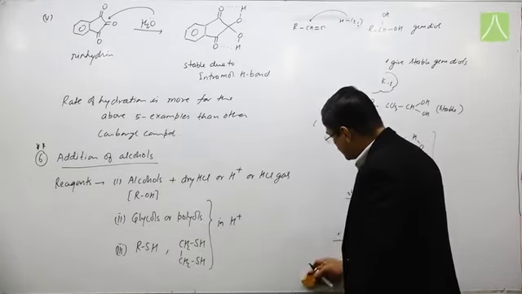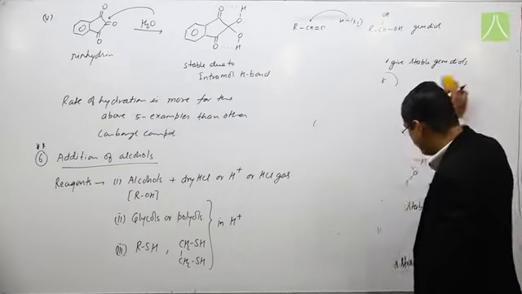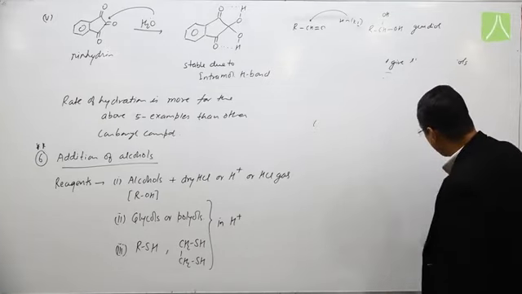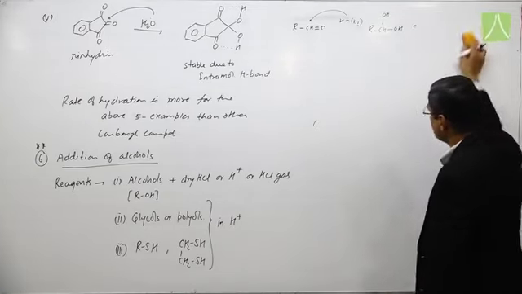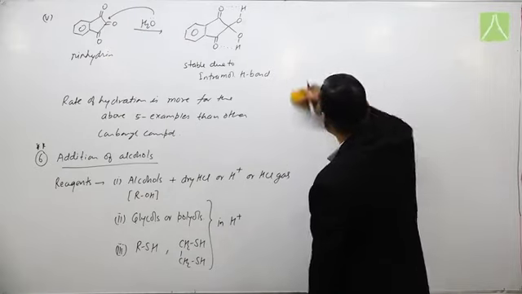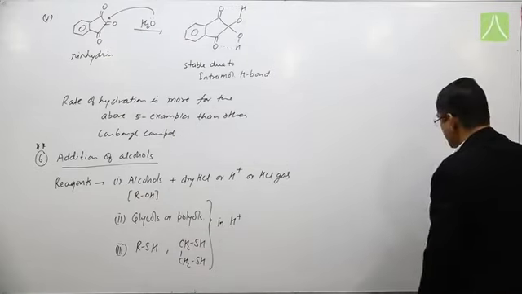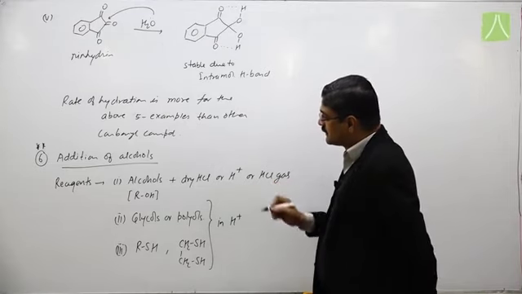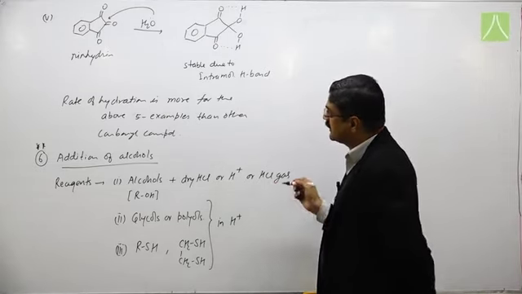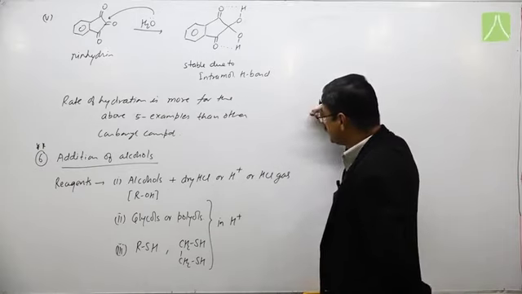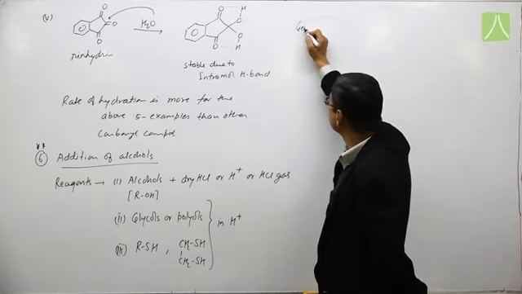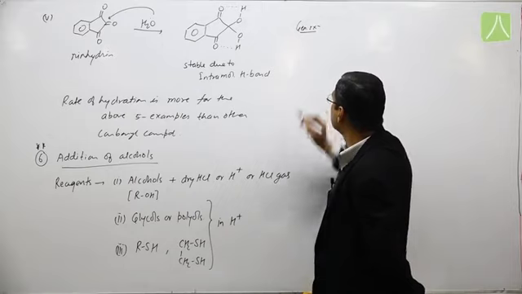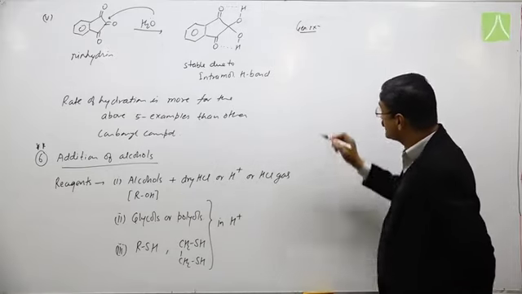So addition of alcohol is possible in acidic medium only. The acid should be pure, or dry HCl gas is used. Water should not be present in this case. If water is present, then the reaction becomes reversible and the reactant is produced again. So I write the general reaction. You should learn the general reaction first.